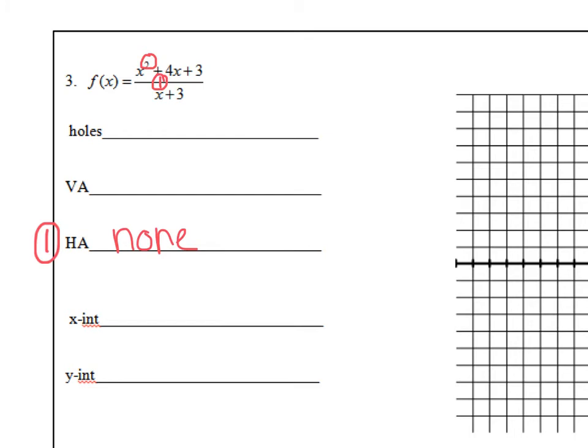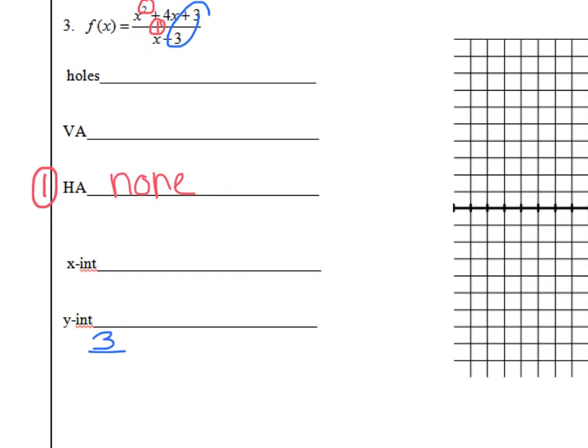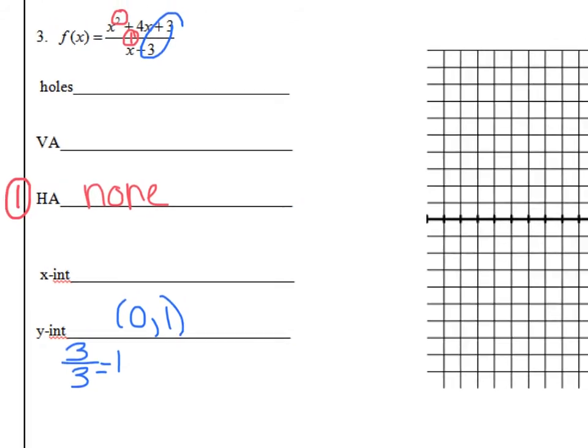So now our second step is for the y-intercept. The numbers that are by themselves without an x are the 3, that's positive, over the +3 on the bottom. 3 over 3 is 1, so my y-intercept is the ordered pair (0, 1). So let's plot that point on the graph.